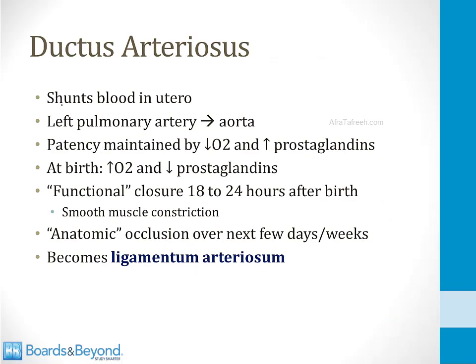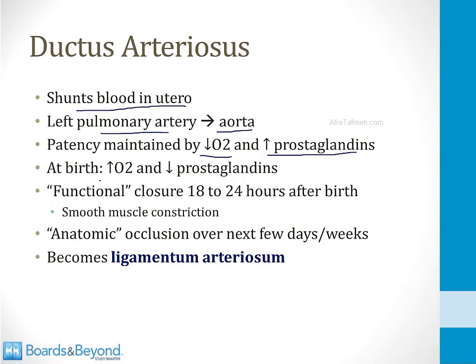So let's briefly review the role of the ductus arteriosus. This is a structure that shunts blood in utero in the fetus from the left pulmonary artery to the aorta. And the patency of this structure is maintained in utero by relatively low oxygen tension and high levels of prostaglandins that come largely from the placenta.